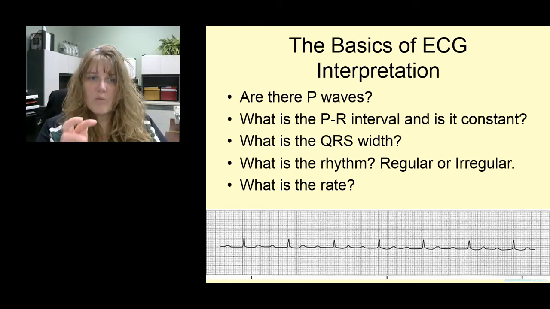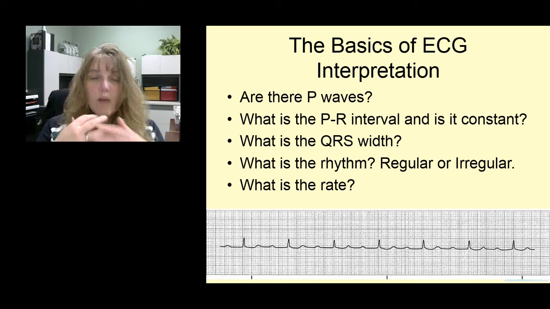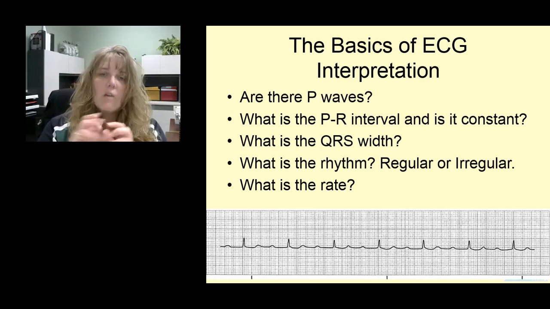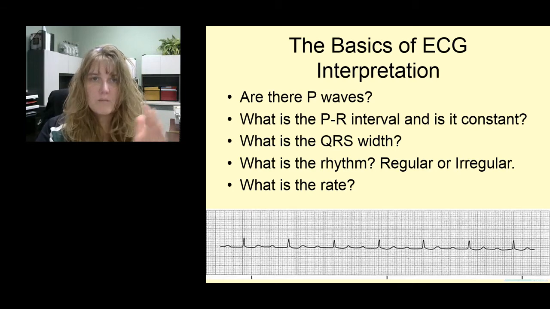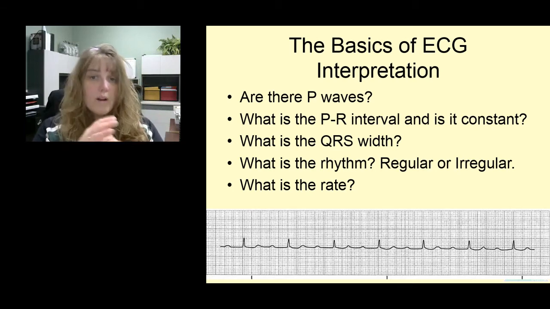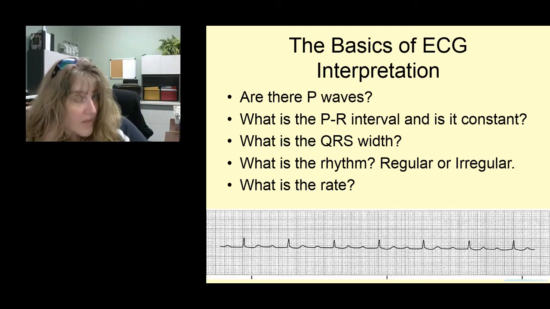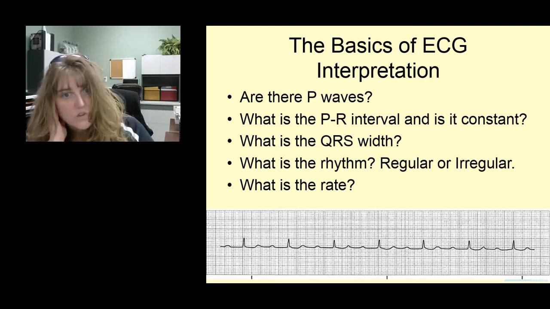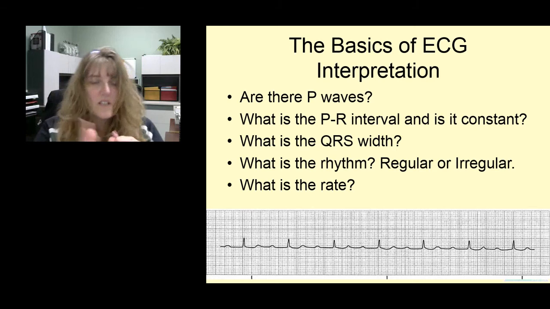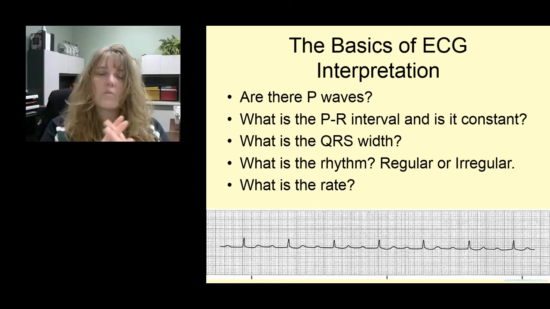So we know that the P wave is part of atrial contractions. Do you have P waves present? Are they upright or are they inverted? And what is your PR interval? Is it 0.20 or is it greater than 0.20? And is there some consistency or is it irregular? And then you ask yourselves the question, well, do I have a QRS complex, and is the width of the QRS complex within normal range? Is it less than 0.12 or greater than 0.12?